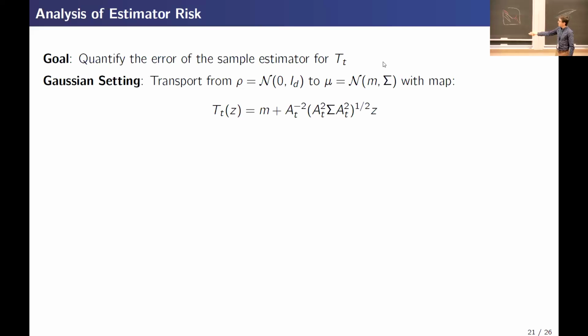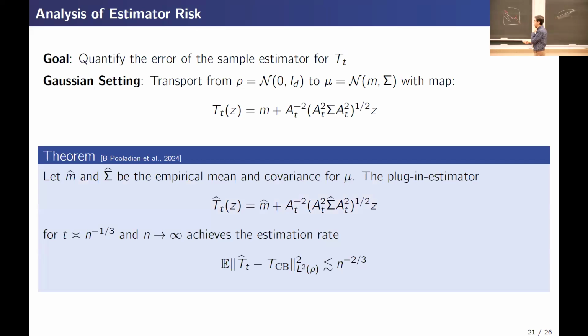For any t, you can write the estimator in terms of the mean and the covariance, as well as these rescaling matrices. And we can ask how quickly does this estimator, when you plug in a sample mean and a sample covariance, converge to the block triangular transport, which corresponds to taking this covariance matrix sigma and building a block Cholesky decomposition of that matrix.